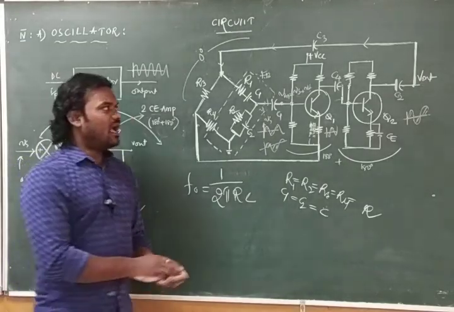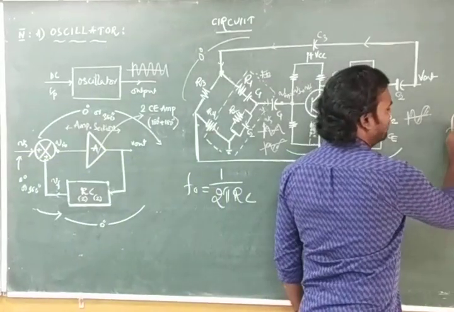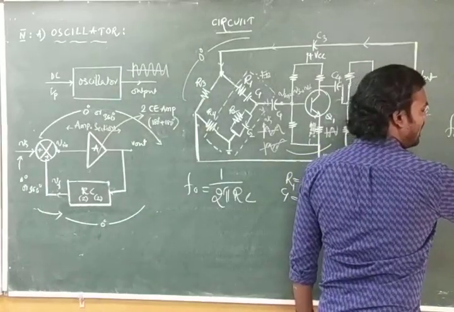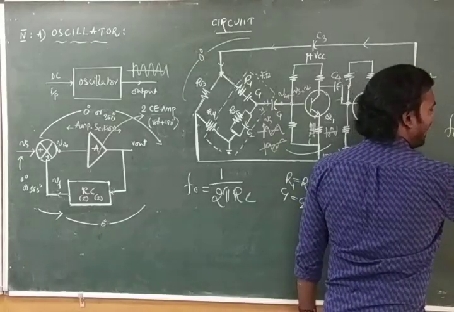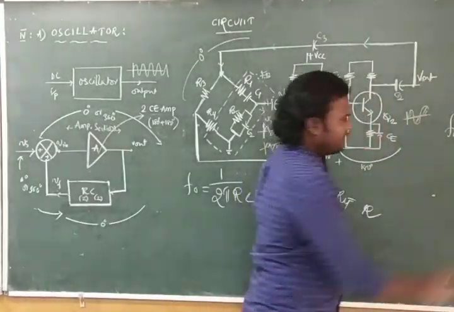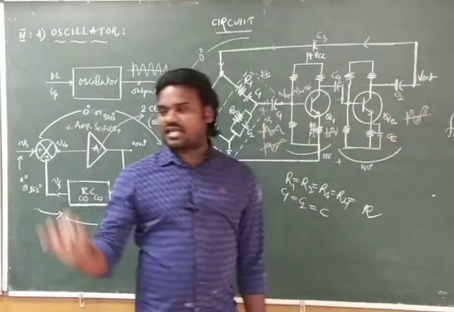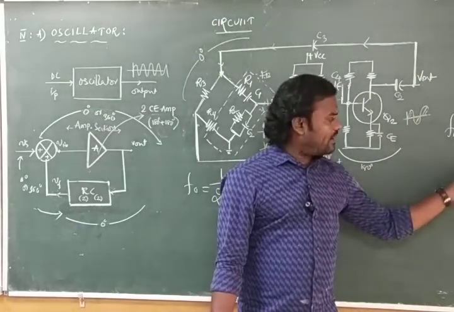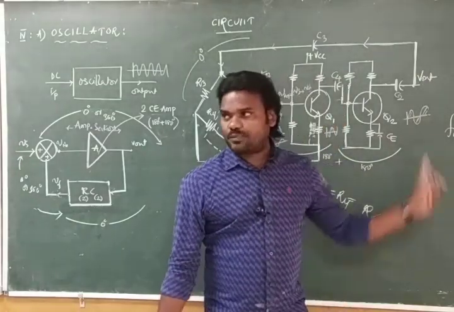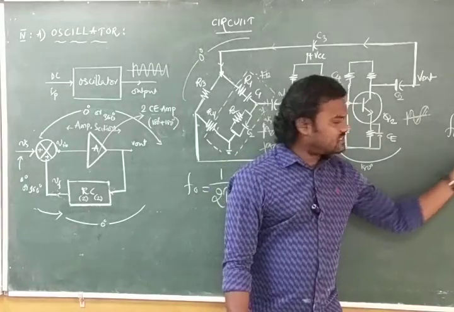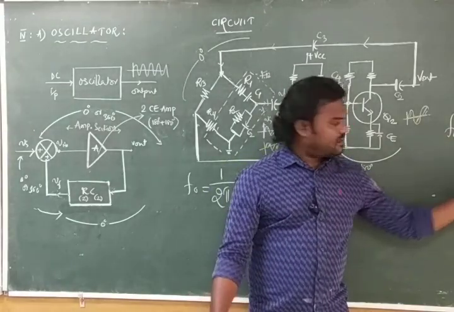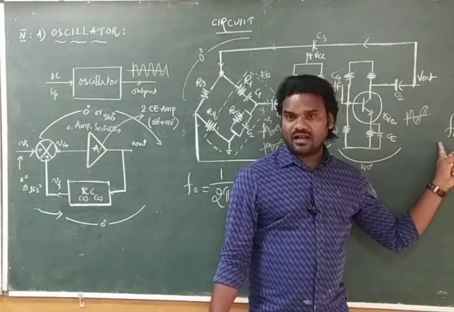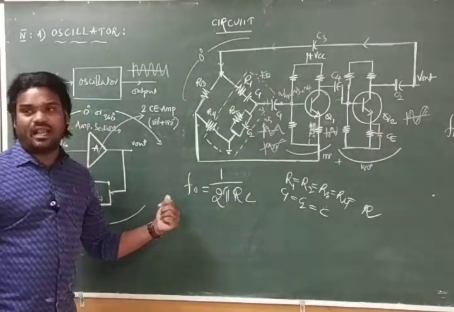If you go with the RC phase shift oscillator, the frequency of oscillation FO is equal to 1 by 2 pi RC under root 6. It is purely dependent on what? R and C components only, because root 6 is constant, pi is constant, 2 is also constant. So this is purely dependent on RC components. Here also it is purely dependent on RC components.